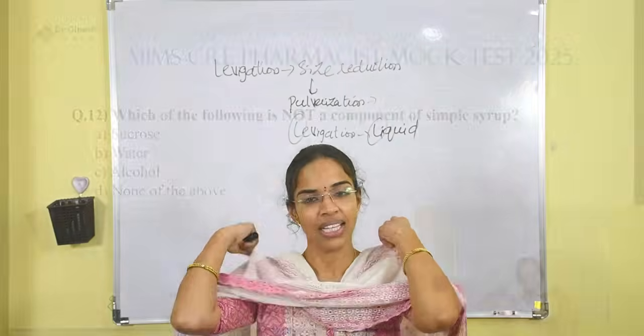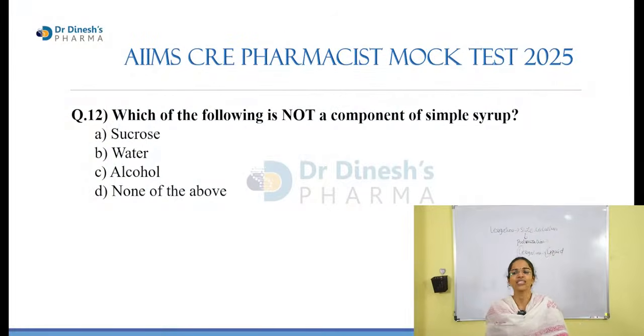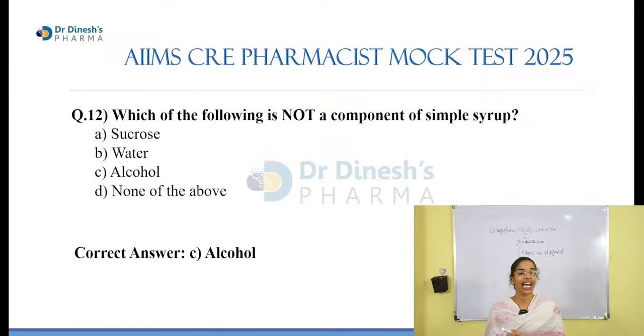Thank you. Next, question number 12. Which of the following is not a component of simple syrup? Our options here are A. Sucrose, B. Water, C. Alcohol, D. None of the above. Which will not be a component of a simple syrup? Yes, and it is alcohol. The right answer is C, alcohol. Simple syrup does not need any alcohol. It is a solution, a liquid preparation, but it is devoid of alcohol.